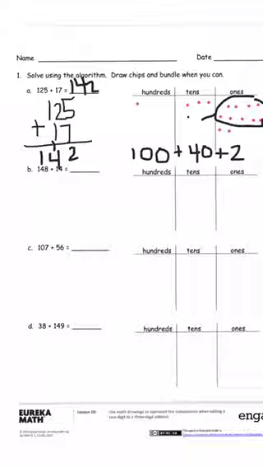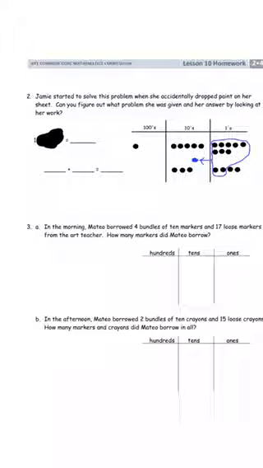Let's take a quick look at the back. On the back, must-dos are 2 and 3. Number 2 says Jamie started to solve this problem when she accidentally dropped paint on her sheet. That's what this black mark is. She dropped some paint. Can you figure out what problem she was given and answer by looking at her work?